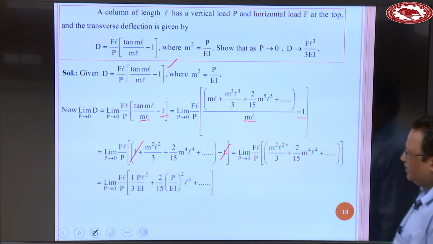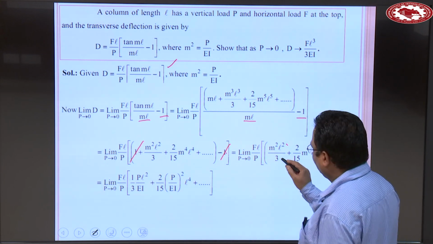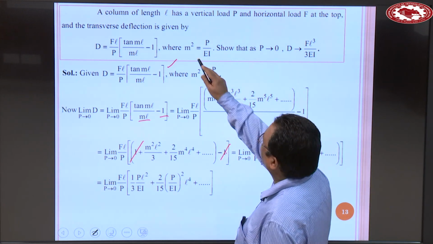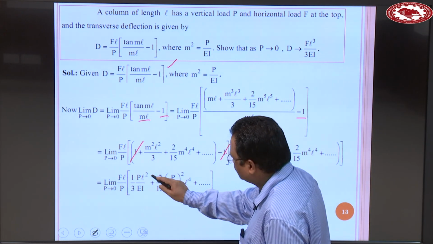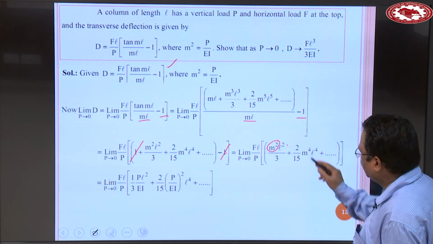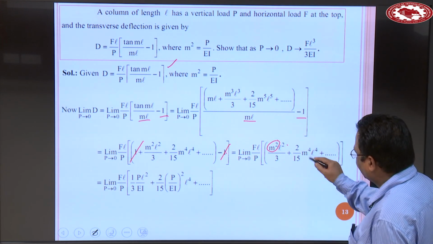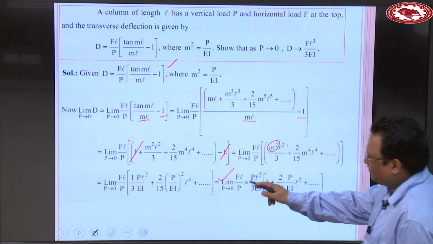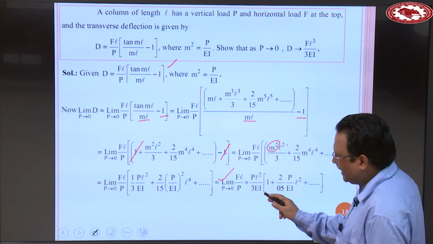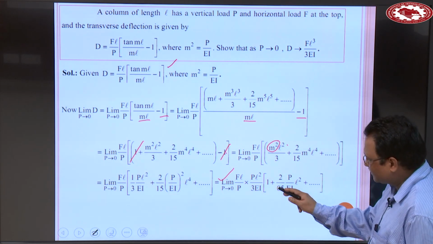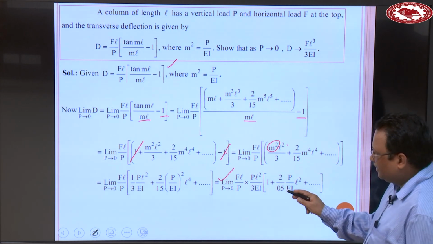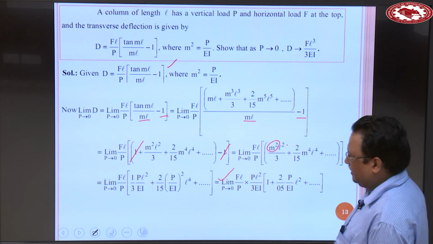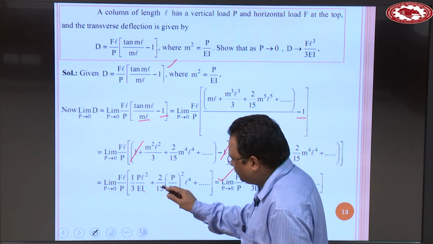Now FL/P as it is, 1/3 as it is. Now substitute the value of m². m² is P/EI, so P/EI L² as it is. Similarly 2/15 (P/EI)² L⁴ and so on. Now simplify this one. So FL/P as it is, PL²/3EI common within the bracket 1 plus 2/5 P/EI L². 3EI common, 3 common, so 5 here, okay.